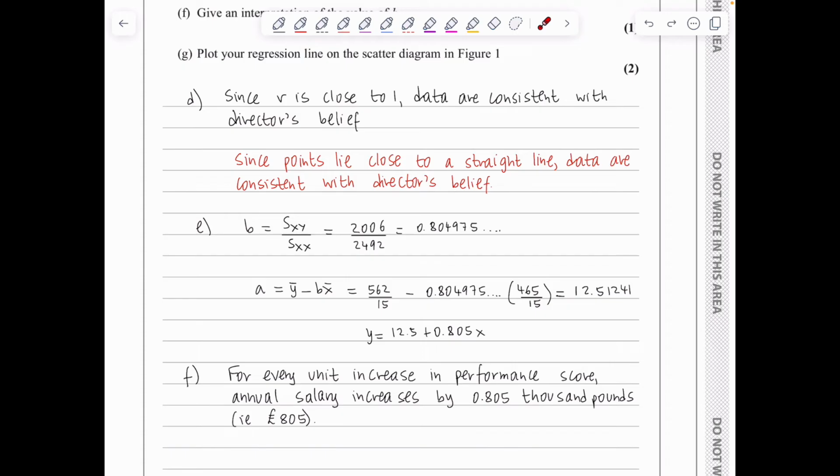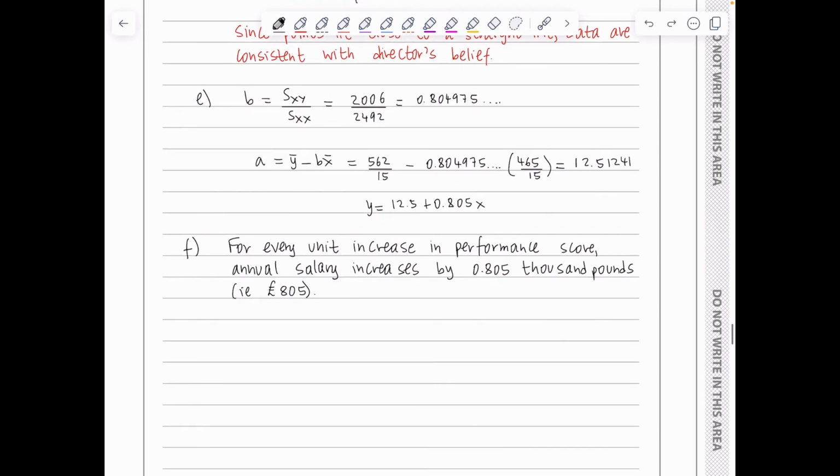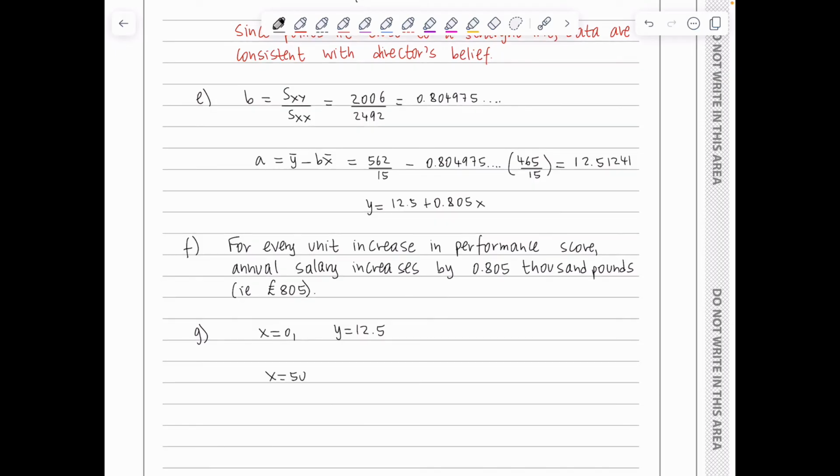In G, we need to plot the regression line on the scatter diagram. To do that, I will have to generate 2 points on the line. Of course, it's easy to generate the y-intercept, so I would simply say that when x is 0, we see that y is 12.5, and I will also put x is 50, so a point towards the right side of the spectrum. So when x is 50, we get that y is 12.5 plus 0.805 times 50. This is giving an answer of 52.75. So I've got 2 points that lie on the line of best fit. I'm going to use these 2 points to draw the line of best fit.